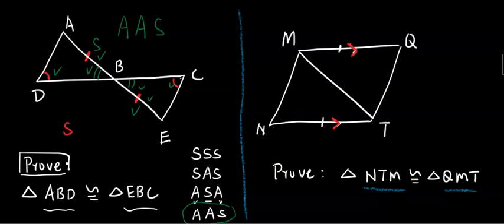Let's look at this. It is already given to us that one pair of sides are congruent, and also side MQ and side NT are parallel. This arrow tells you they're parallel. If they're parallel, let's say this is angle 1, angle 2. Angle 1 and angle 2 are going to be congruent. Why? Remember, two parallel lines cut by a transversal, that's a transversal, alternate interior angles are congruent.